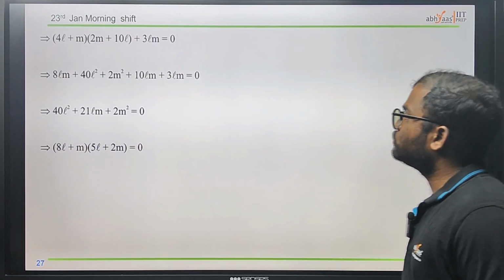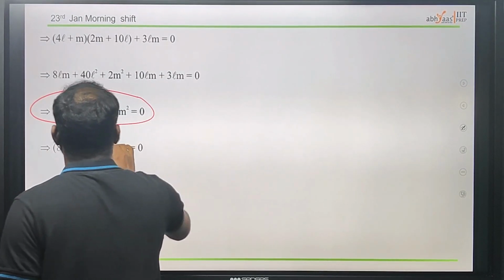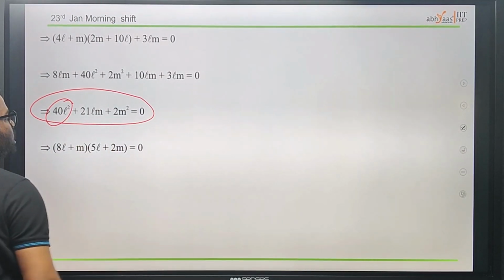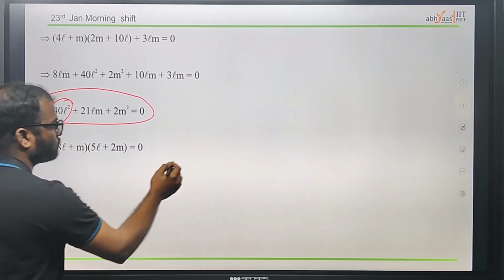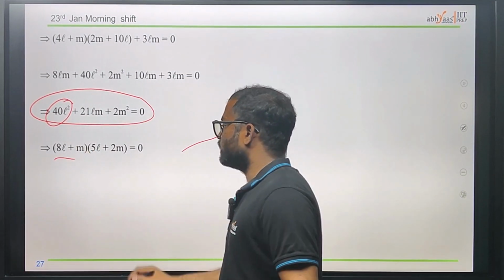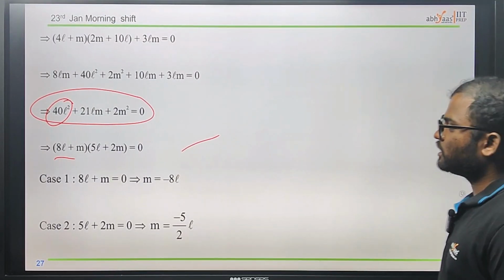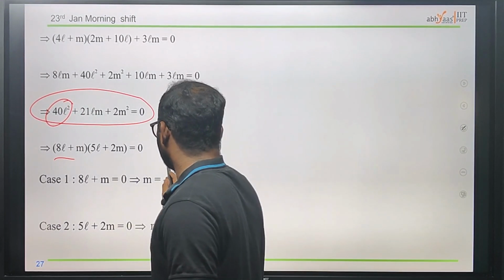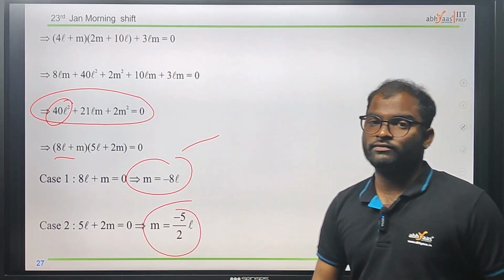Now next, just substitute and do some further simplifications. It leads to 40l square plus 20lm plus 2m square, which implies 8l plus m, that gives us the l and m values. Now for case 1, when m is equal to minus 8l, and for case 2, m equal to minus 5 by 2 l.